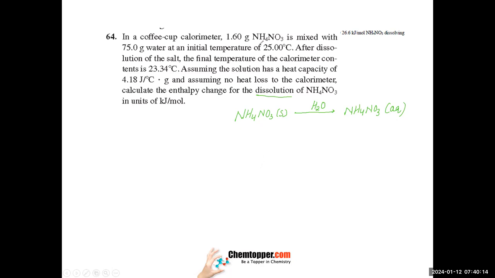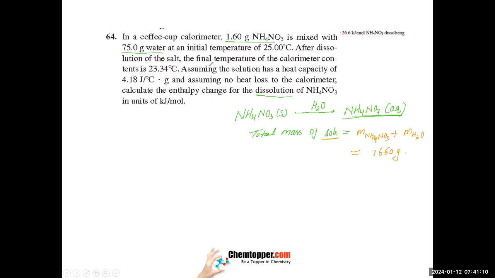So the grams of ammonium nitrate is given. The grams of water is given. So can you tell me what is the total mass of the solution? The total mass of the solution is not only the mass of water. This is the error children make. Here the mass of the ammonium nitrate, the reactant, is given to me. So I'm going to add this mass to the mass of water. This is a solution, not just water. So the total mass is 76.60 grams. Great.